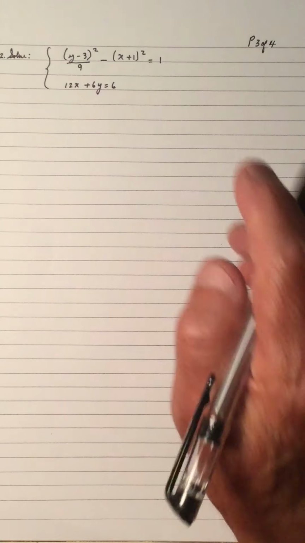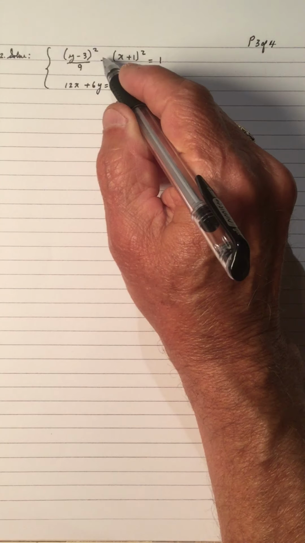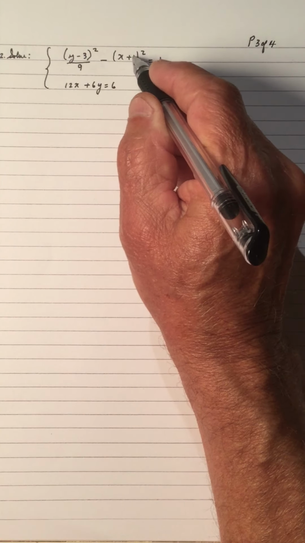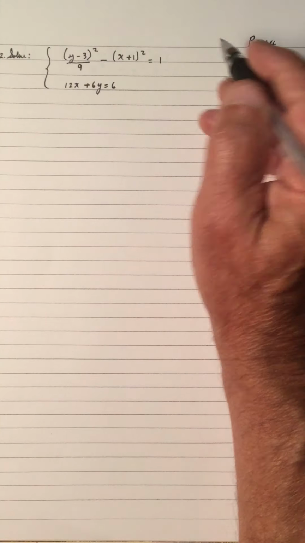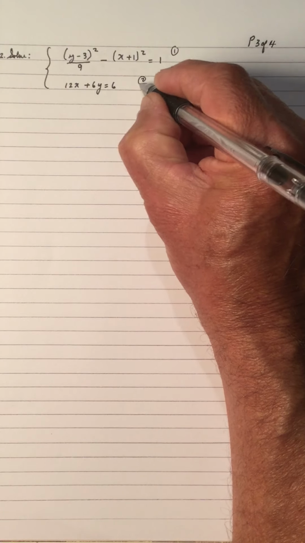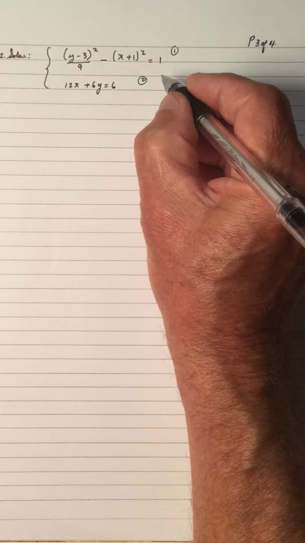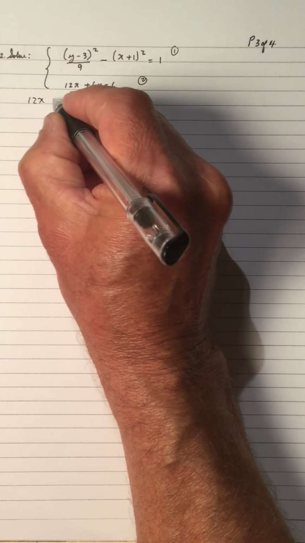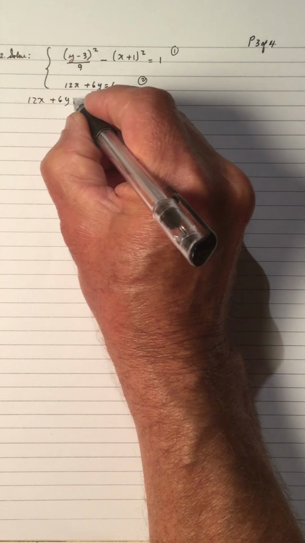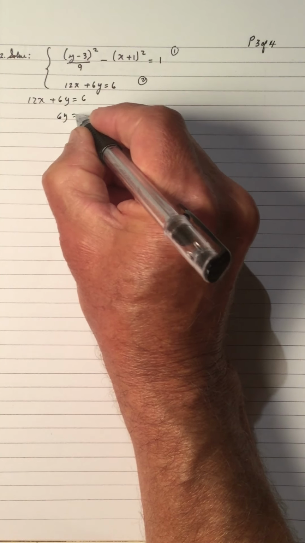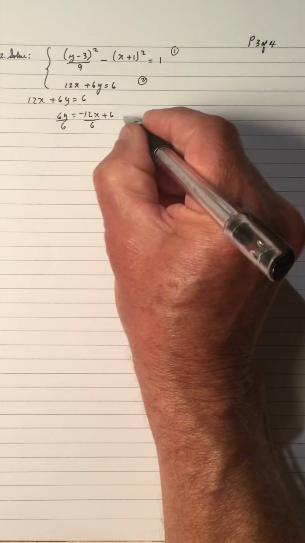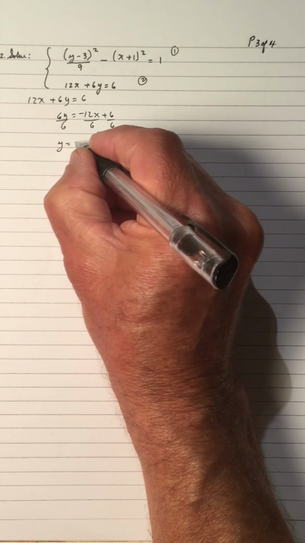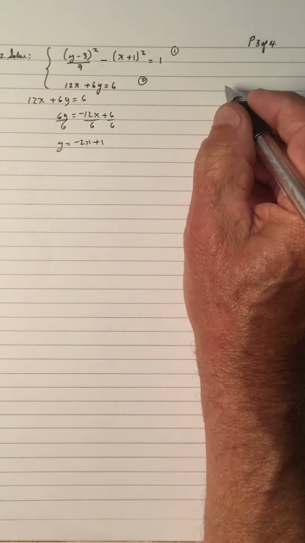We have, again, a hyperbola because we've got x squared and y squared with a minus and a plus. And so we have equation 1, and again we have equation 2. So let's take equation 2, which is 12x plus 6y equals 6. And again, I like to solve for y. Divide by 6. So y equals negative 2x plus 1.